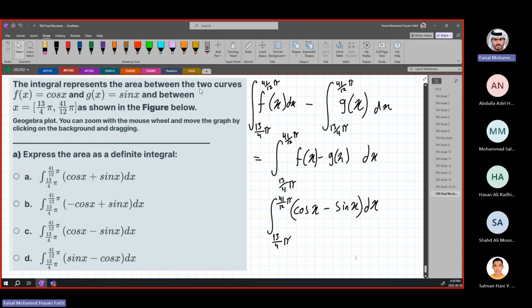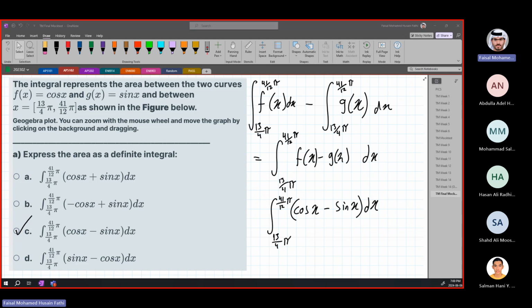But in the question, it says between the two curves, the first one given to be f of x and the second one given to be g of x. So you'll always go in order. The first one is cosine x minus the second one, which is sine x. All right, so always go in order. So C will be your answer. All right. When they're asking for area between the two curves, it is the first one minus the second one. This is what they are looking for.